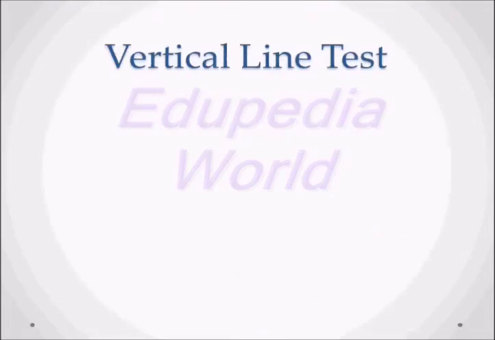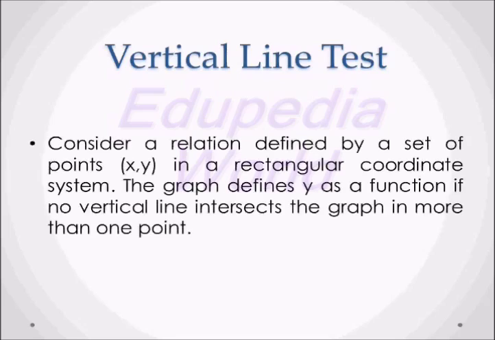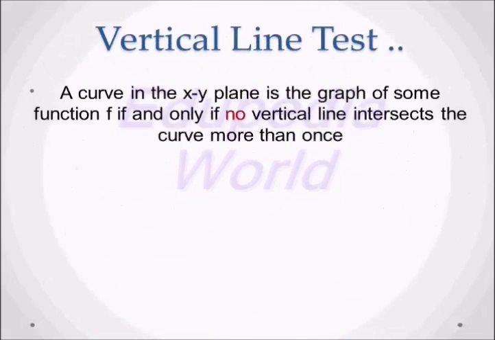We may have a misconception regarding functions. We may consider every graph to be a function. This is entirely wrong. Consider a relation defined by a set of points x, y in a rectangular coordinate system. The graph defines y as a function if no vertical line intersects the graph in more than one point. That is, a curve in the xy plane is the graph of some function f if and only if no vertical line intersects the graph more than once.